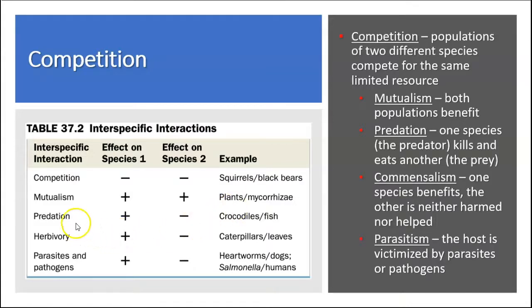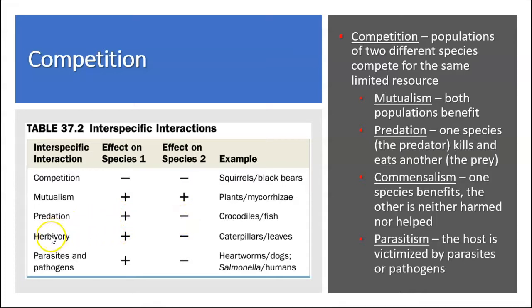Another example would be direct competition, like squirrels and black bears. If they're competing for the same nuts in the same tree, then that's going to have a negative effect on both of them, because they're competing directly with each other. In the case of predation, for instance, crocodiles going after fish, then that's going to be a positive relationship for the crocodile, but a negative one for the fish that gets eaten.